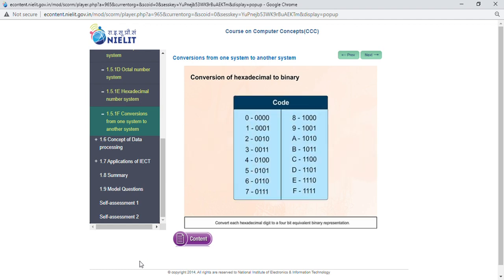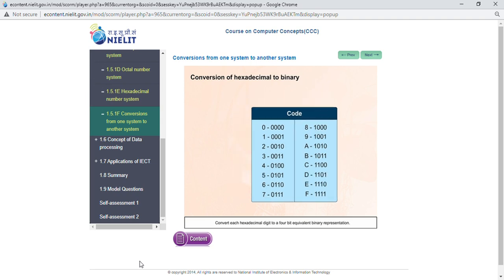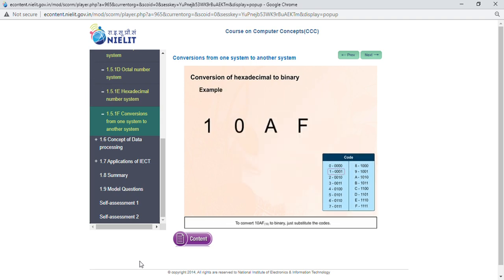Now hexadecimal to binary. Convert each hexadecimal digit to a 4-bit equivalent binary representation. To convert 10AF base 16 to binary, just substitute the codes. The binary equivalent of 10AF base 16 is 0001-0000-1010-1111 base 2.